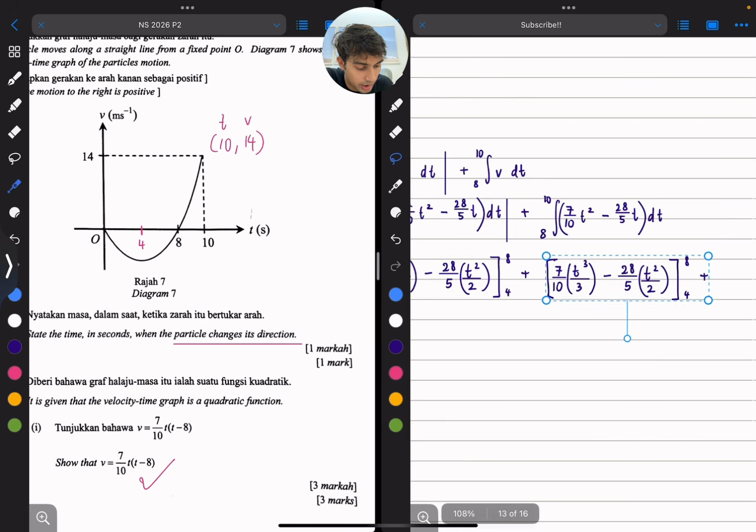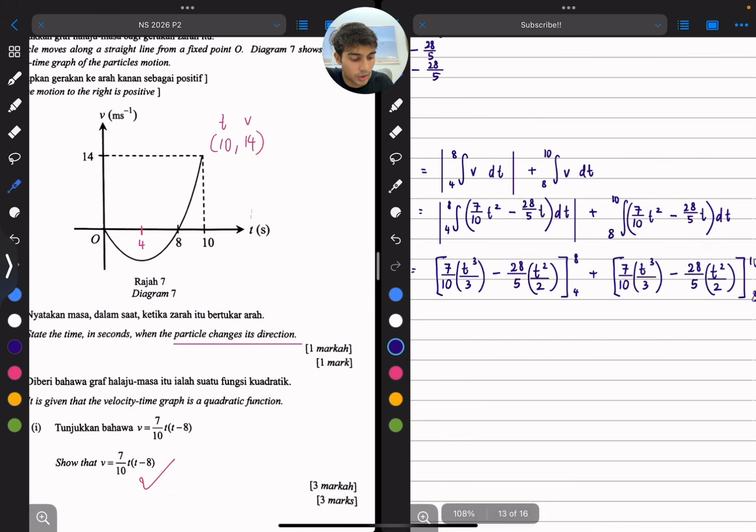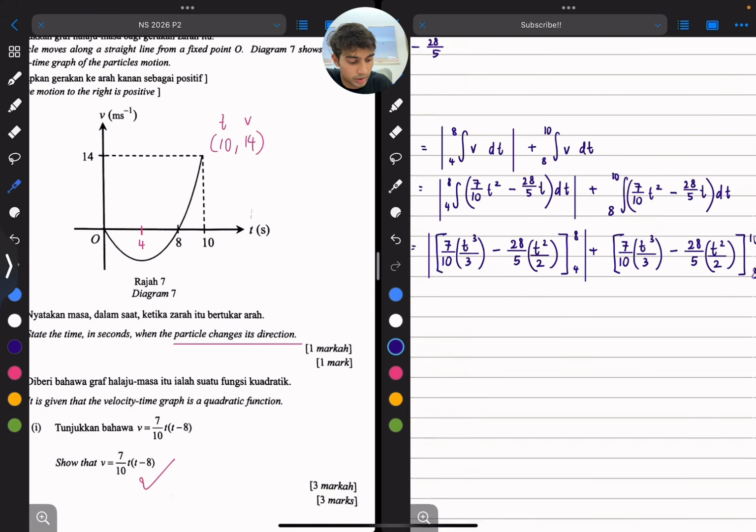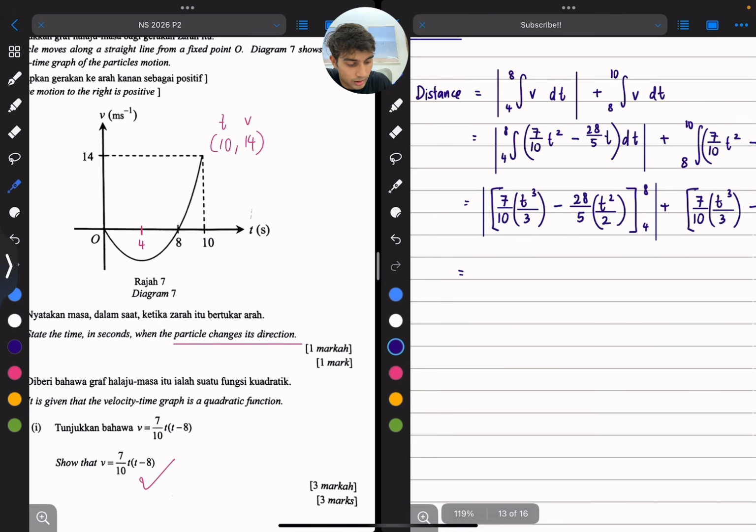Okay, because here you integrate the same thing, you get the same thing, but just that our limits are from 10 to 8. Then don't forget the modulus. All right. Now we just sub it in. So you sub the 8 inside and the 4 also inside.